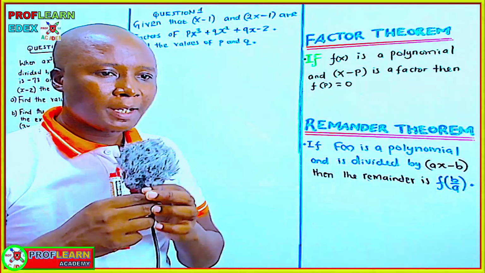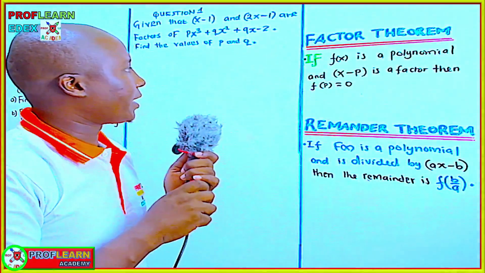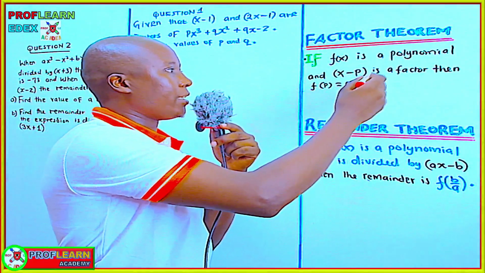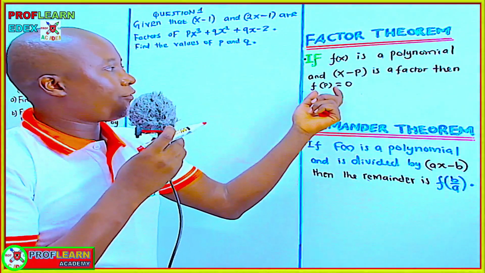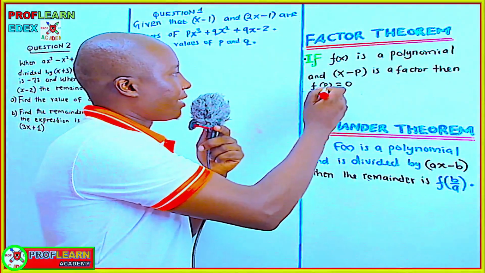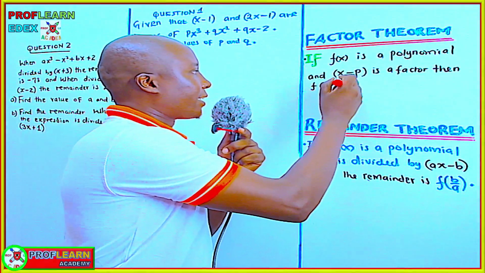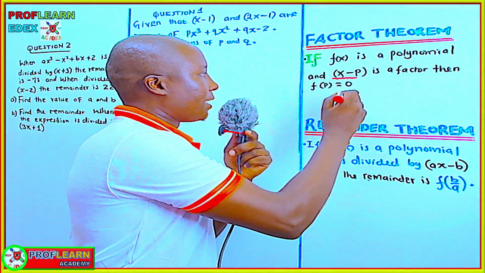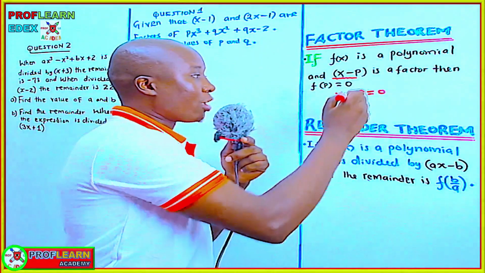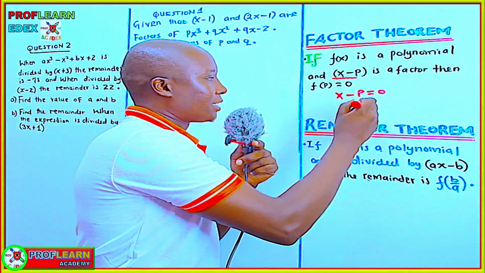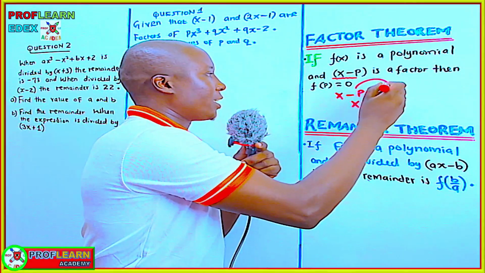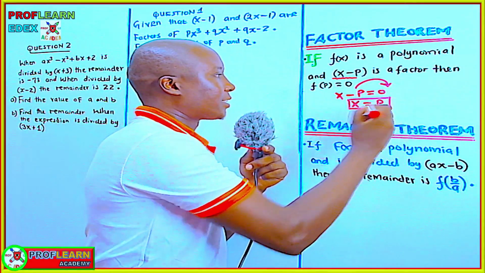Now to start here, we are told that if f of x is a polynomial and x minus p is a factor, then f of p is equal to 0. So where have we gotten f of p from? If you take that factor that you are given, for instance, x minus p, you equate it to 0, then you make x the subject, and that's going to be x is equal to p, because if you take this on the other side, you are going to have x equals p.